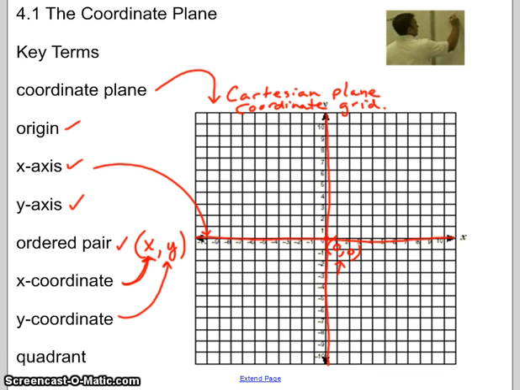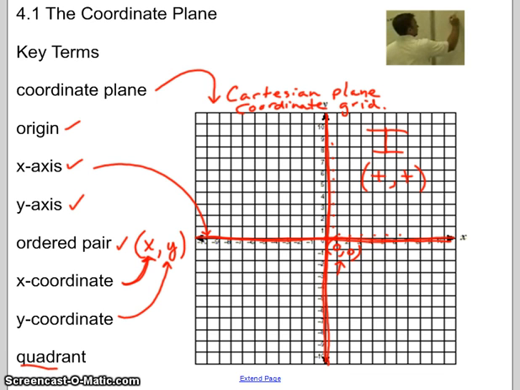The last term is quadrant. Now, with our coordinate plane, if you notice, it's split into 4 sections. Quad meaning 4, so we have 4 quadrants. The first quadrant is right here in the upper right-hand corner. This is where all our x values are going to be positive. If you notice, we have 1, 2, 3, 4, 5, 6 positive numbers, and our y coordinates are going to be positive as well.